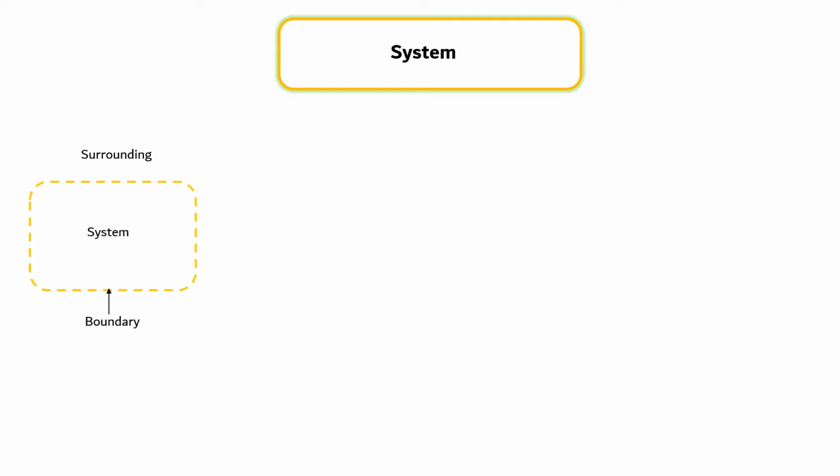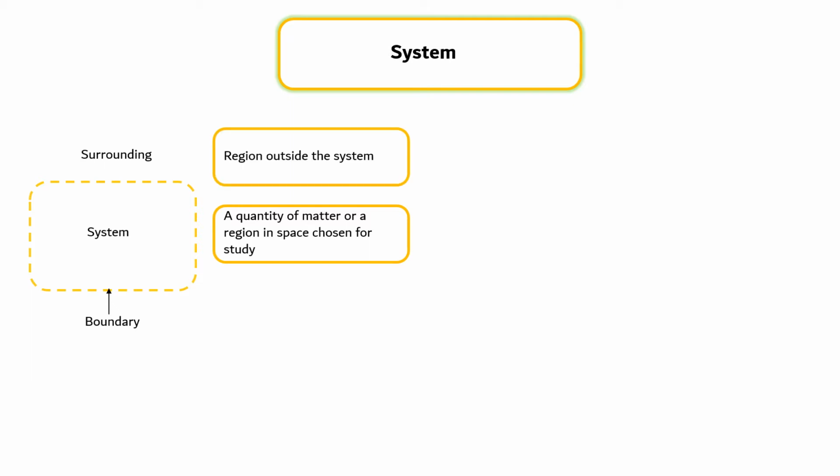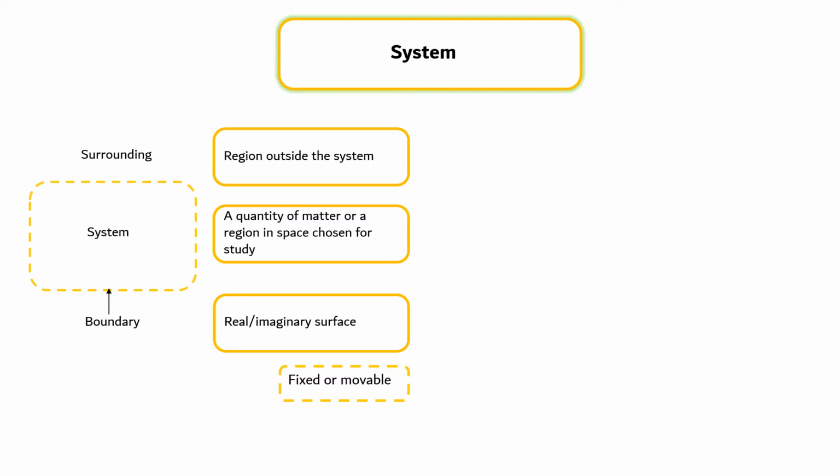A system can be defined as a quantity of matter or a region in space chosen for study. The mass or region outside the system is called the surroundings. The real or imaginary surface that separates the system from its surroundings is called the boundary. The boundary of a system can be fixed or movable. Note that the boundary is the contact surface shared by both the system and the surroundings. Mathematically speaking, the boundary has zero thickness, and thus it can neither contain any mass nor occupy any volume in space.